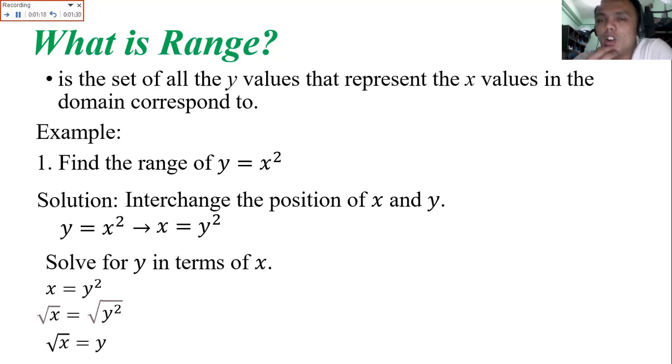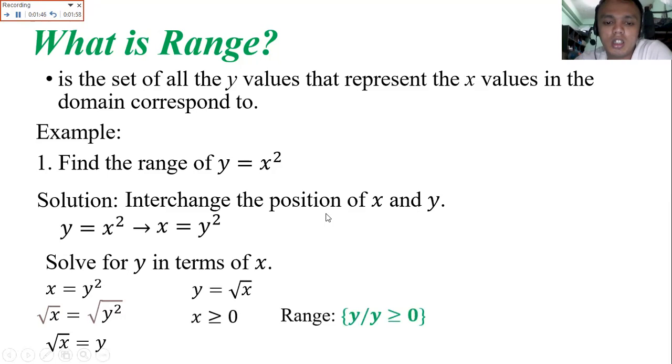After natin i-solve yung y in terms of x, kukunin na natin yung domain. So ano yung value ng x dito that will make the relation a function? Ano yung pwedeng maging value? Pwede lang maging 0. Hindi pwedeng maging negative 1 yung x. Dapat 0 pataas. Therefore, we have x is greater than or equal to 0. Therefore, your range na is this one: all values of y such that y is greater than or equal to 0.